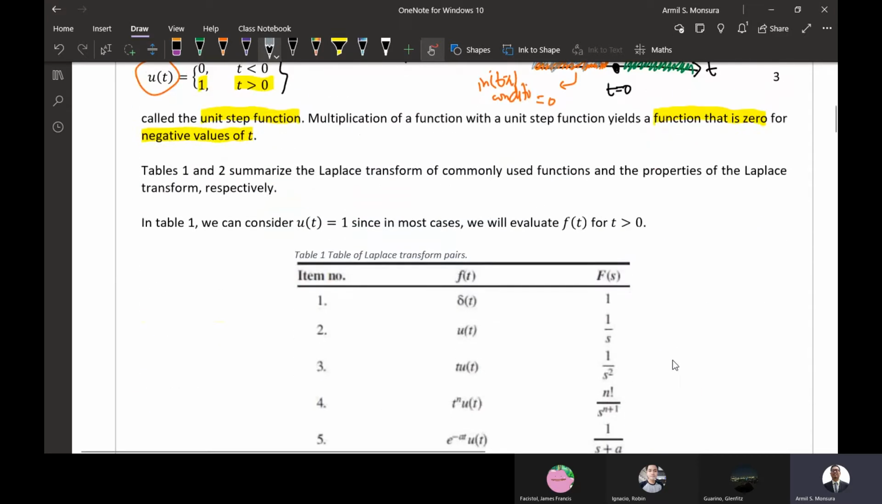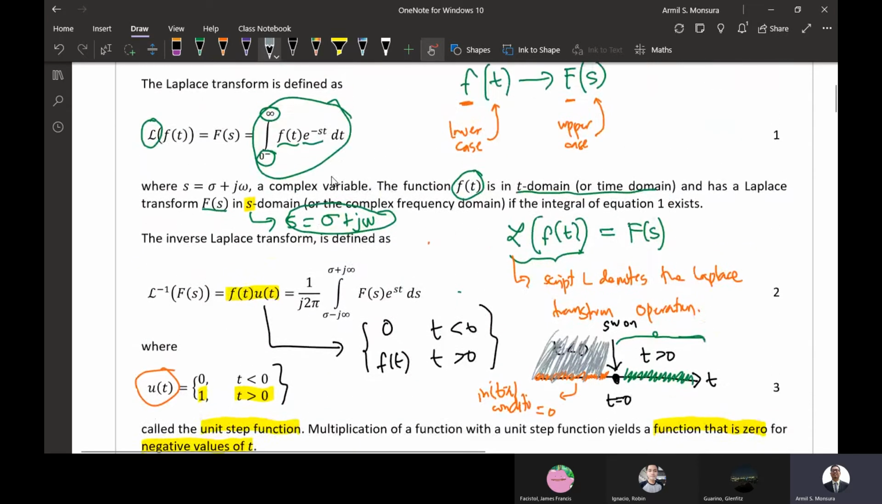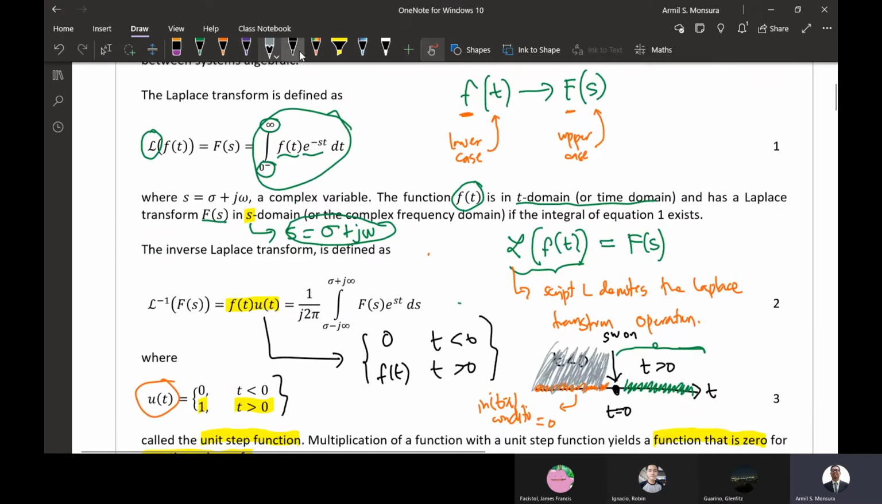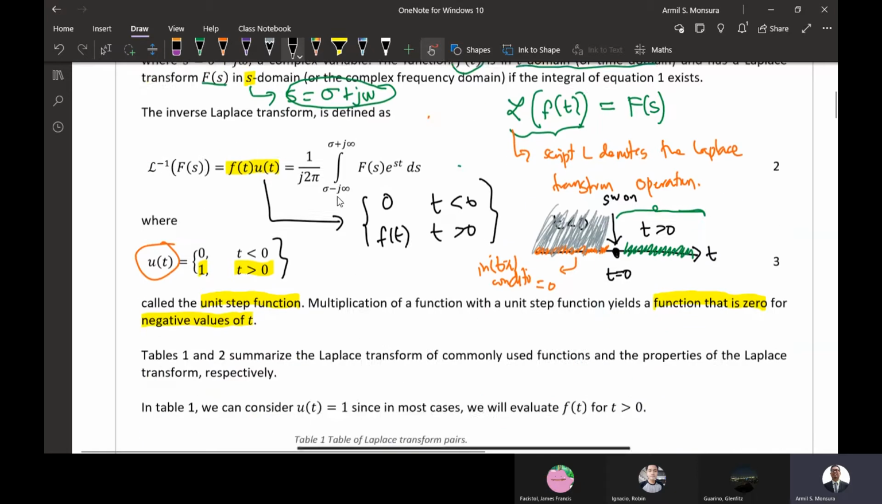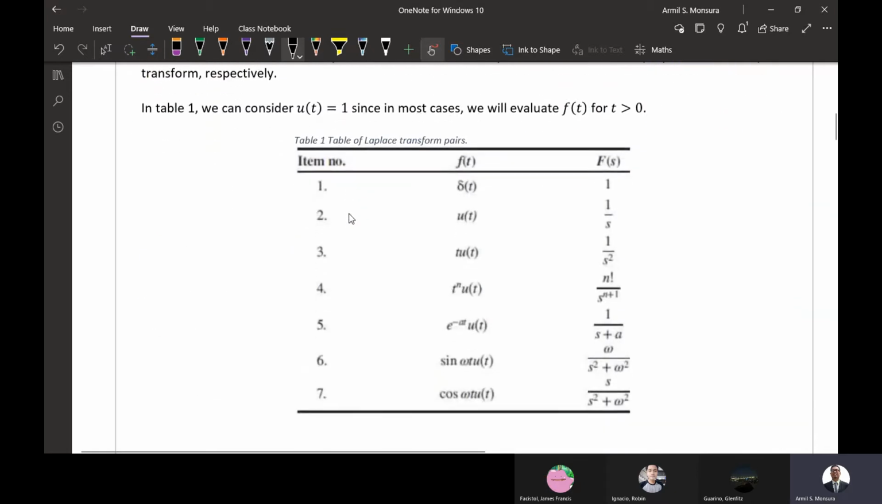Now again, we will not study the Laplace transform as the integral. Pero diretso tayo sa paggamit ng properties ng Laplace transform, and at the same time yung paggamit ng tinatawag nating Laplace transform pairs. So here in table 1, meron tayong 7 na Laplace transform pairs, starting with the impulse function delta t.